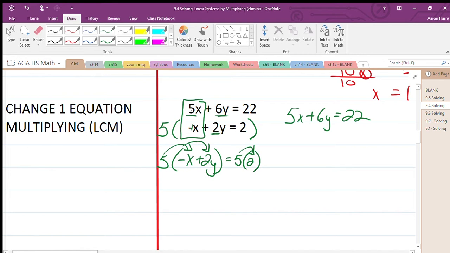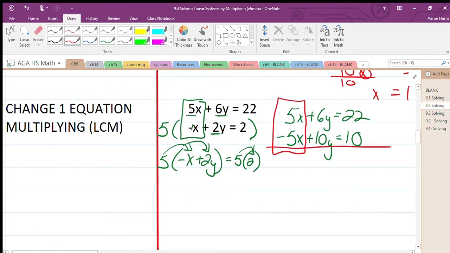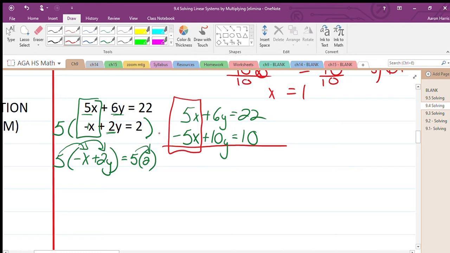So here we go. 5 times the negative x is negative 5x. 5 times 2 is what? 10y. 5 times 2 is also 10. And now look, I can easily eliminate my x. So they are additive inverses, so what am I going to do? Yes, I am going to add these equations. So when I add them, 5 plus negative 5 is 0. 6 plus 10 is 16y equals 22 plus 10 is 32. Look at that. That's the process of elimination.